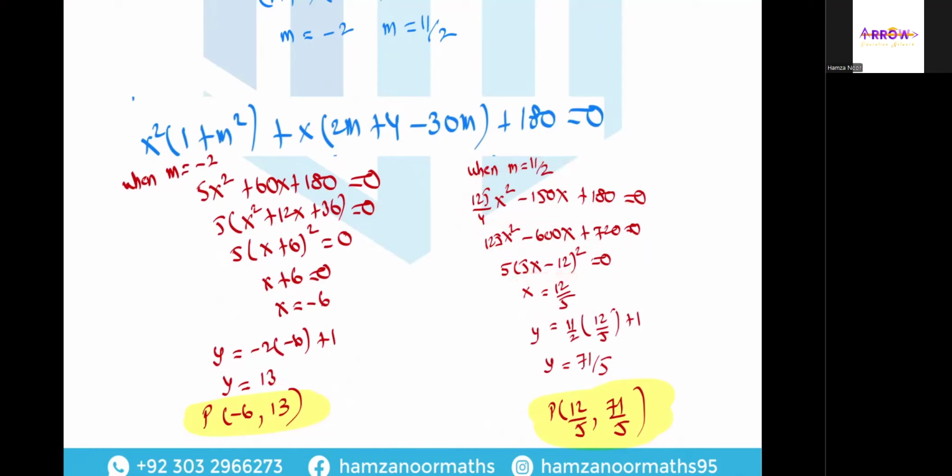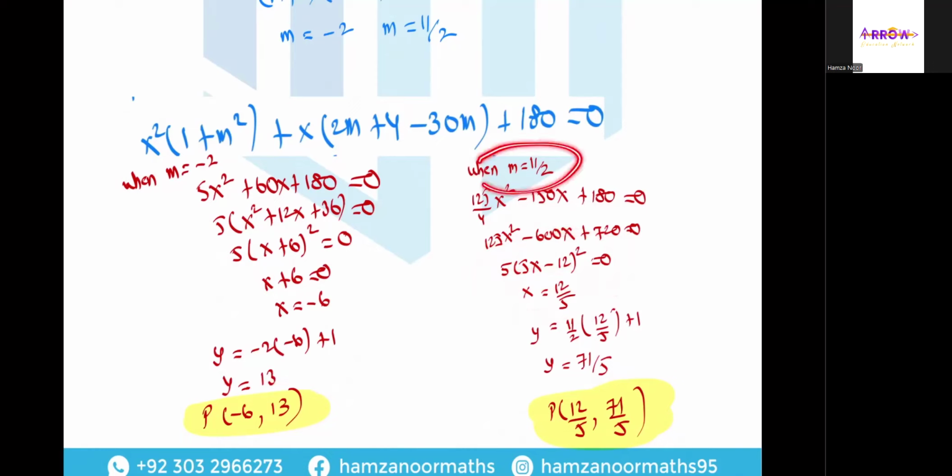As I already know that we are going to obtain a repeated root, 5x minus 12 whole square will be equal to 0, but the coefficient of x square is 125 over here. When 5x is whole squared, this will give you 25x squared. So I multiplied this whole equation with 5 as well. So this is the completely factorized form: 5 times 5x minus 12 whole square is equal to 0. So therefore x is equal to 12 over 5.